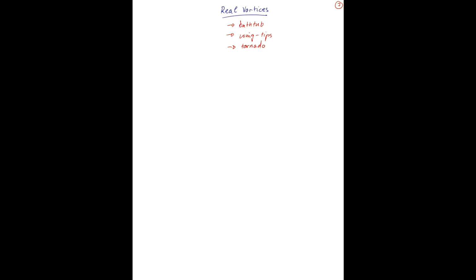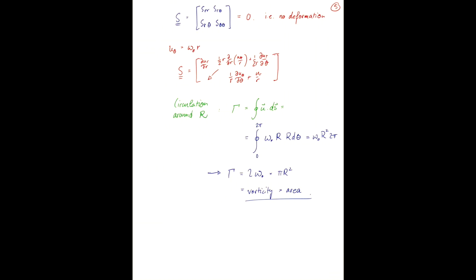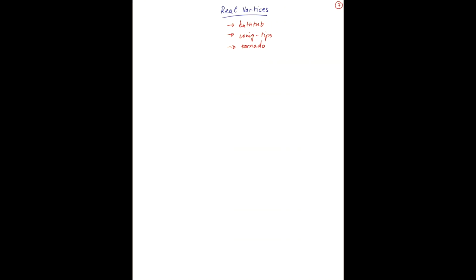So real vortices are neither the ideal vortex that we looked at last time nor the solid body rotation vortex that we had before. They are typically a combination, and there's two standard ways of combining them. The first one is the Rankine vortex.